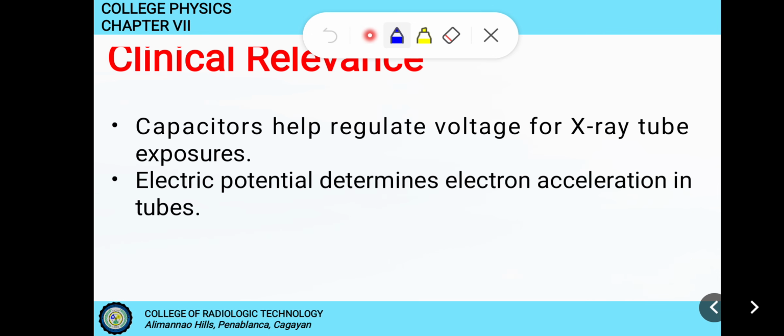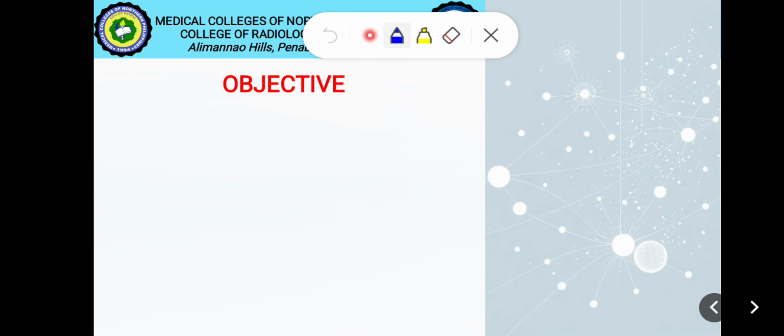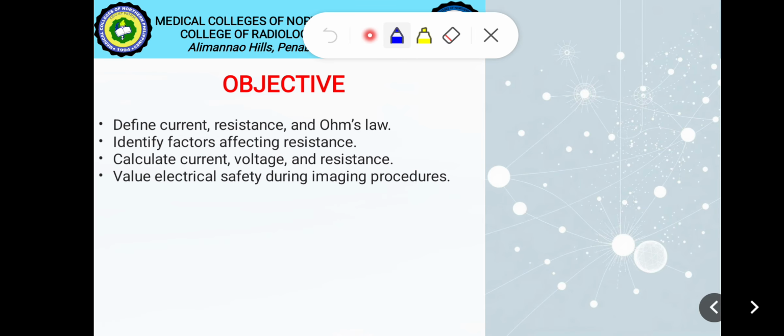Okay, now let's have here our clinical relevance. Capacitors help regulate voltage for X-ray tube exposures. Electric potential determines electron acceleration in tubes. Ayan, let's have our last topic. We are going to define current, resistance, and the Ohm's law. Okay, so these three things, sabay sila or lahat sila madidiscuss when it comes to electricity and magnetism.